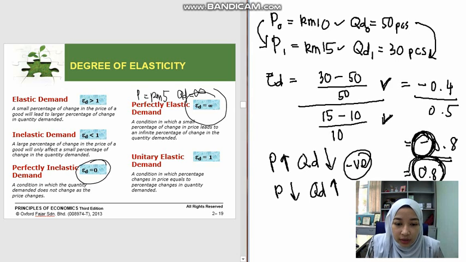Okay, unitary elastic is a situation in which the percentage change in the price is the same as the percentage change in demand. For example, if the price increased by 10%, the quantity demanded will also change by 10%. So the change in price is the same as the change in the demand. So you will get your answer as 1 when you calculate the elasticity.